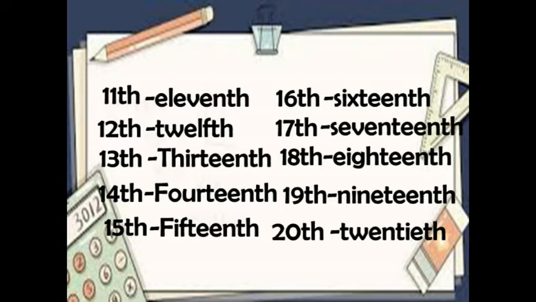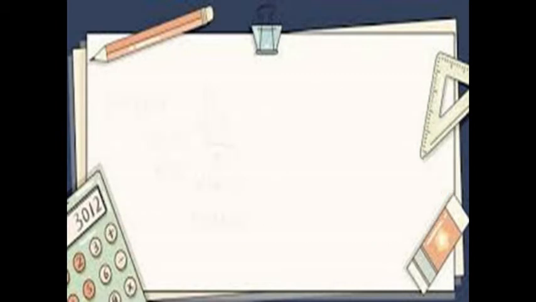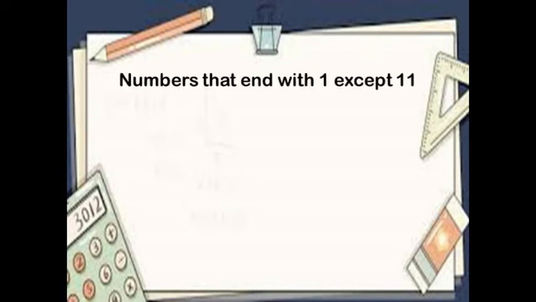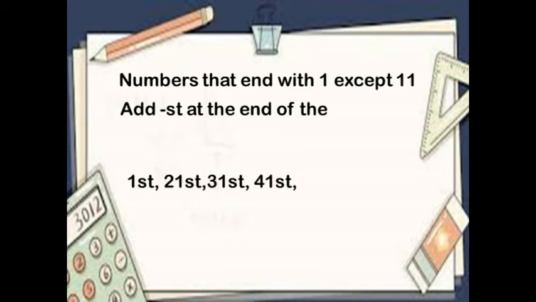As you can notice in our ordinal numbers, there is a pattern to identify which suffix we can add: st, nd, rd, or th. Here is one. The numbers that end with 1 except 11, we add the suffix st at the end of the number. Example, we have here first, 21st, 31st, 41st, and so on. So all numbers that end in 1 except 11, we add the suffix st.